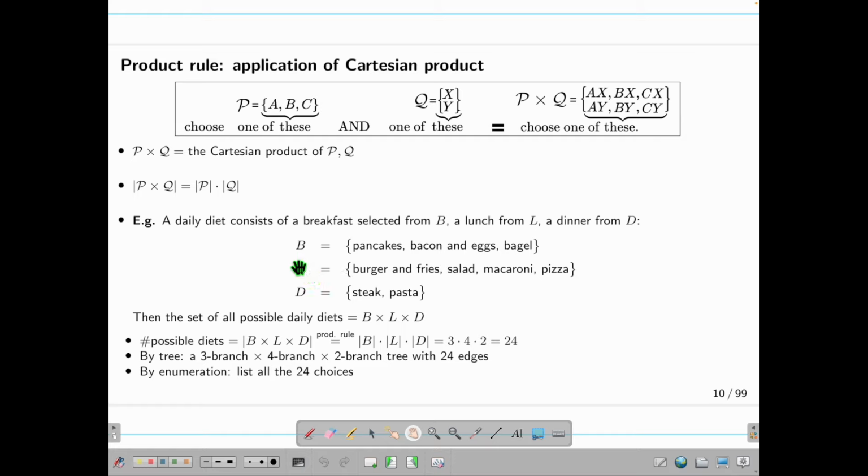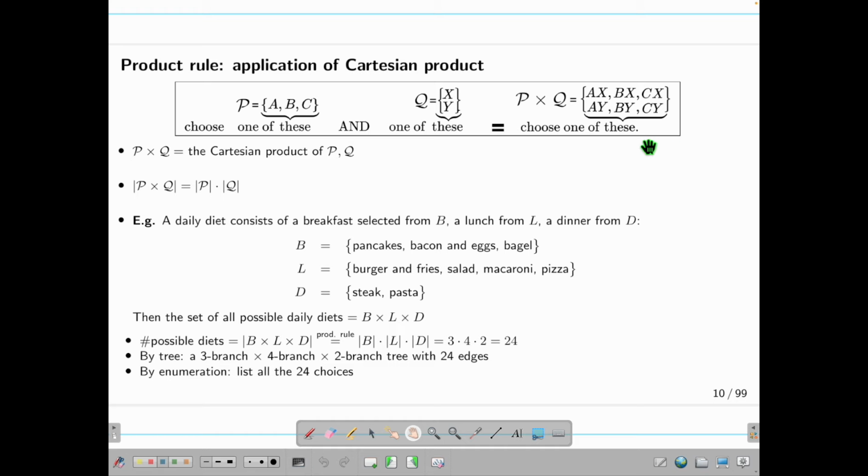Suppose I have breakfast, lunch, dinner. These are the possible things you can do for breakfast, possible things for lunch, possible things for dinner. How many possible daily meals can you have? Then how many numbers here times how many numbers here times how many numbers here? That's it, 24. This is very simple. Come on, 3 times 4 times 2, primary school, right? But the idea is not primary school.